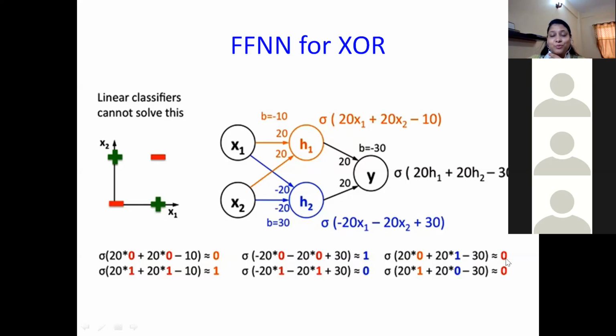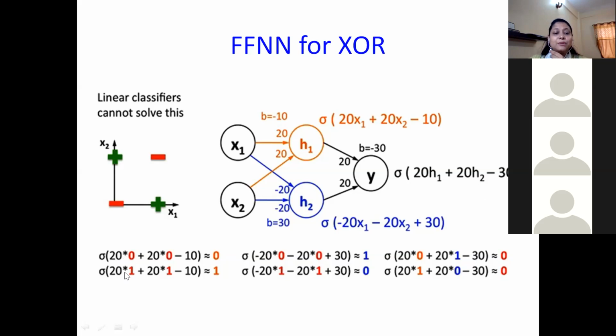compute what should be the output from this Y node or Y neuron. By putting the value of H1, which is 0, and the value of H2, which is 1, you can see here we are getting 20 minus 30, which is minus 10. So automatically for a negative value, we will get 0 output.